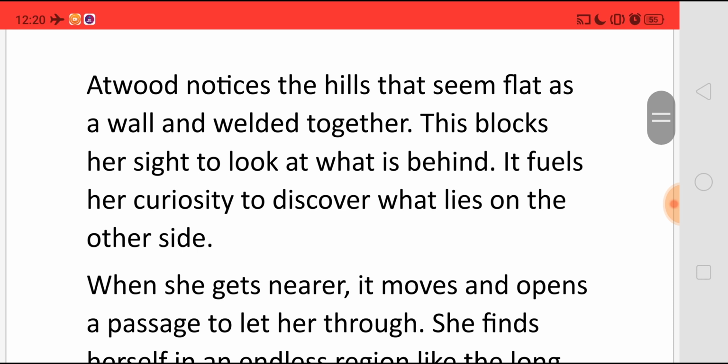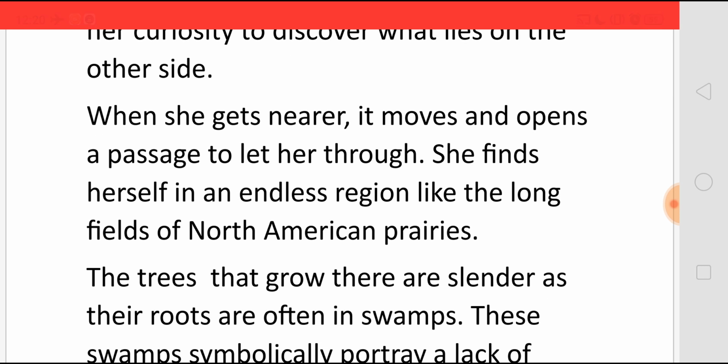And she also notices the hills that seem flat as a wall, and these hills are welded together. Because they are welded together, she is not able to see what is behind the hills. And this causes a curiosity in her. She wants to discover what is on the other side of the hill. And when she goes near, the hill actually moves and opens and shows her a passage and lets her through.